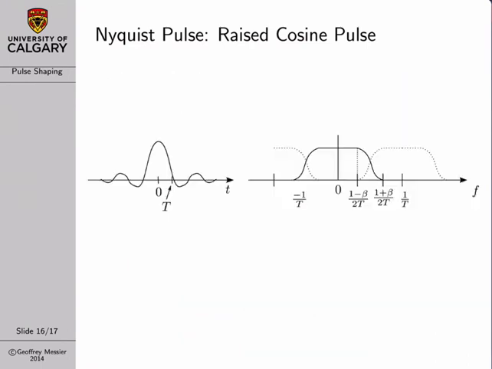Now, just to show that the raised cosine pulse is in fact a Nyquist pulse, here is a picture of the raised cosine pulse in the time domain, and here is the aliased raised cosine spectrum in the frequency domain. And you'll see, we have something flat, and then as the spectrum sort of drops off, the aliased copy increases at the same rate, and we have a flat spectrum.